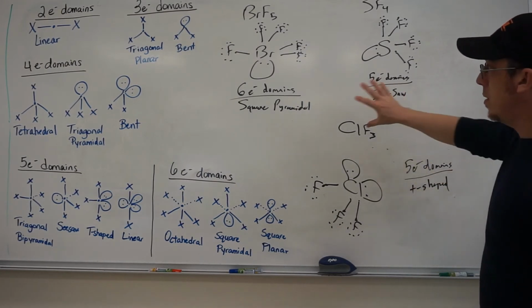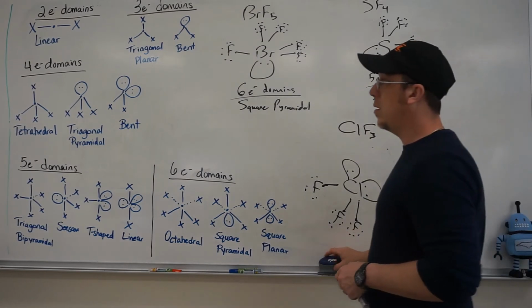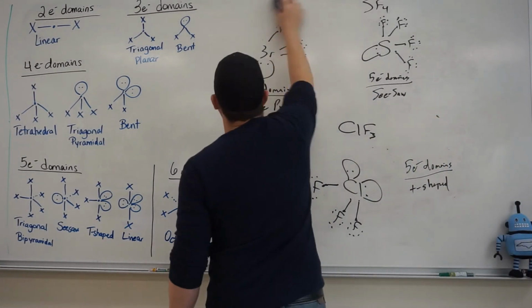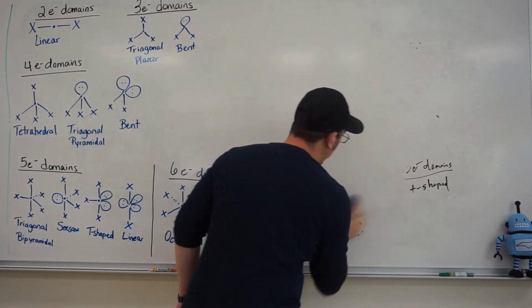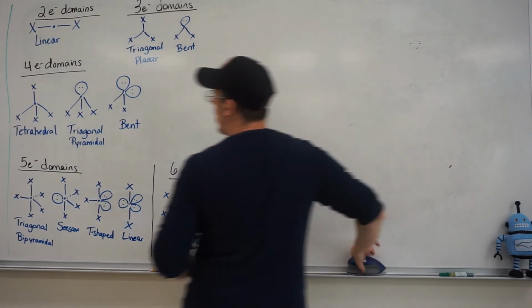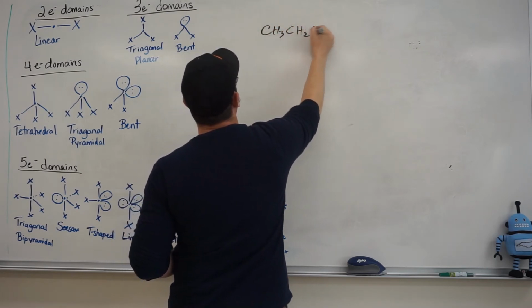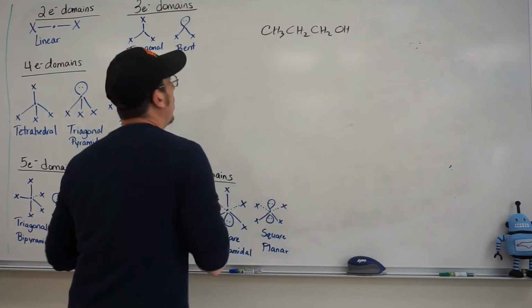So these are 3 examples that have just one central atom. We're going to look at an example where we have multiple centers. And so first thing we're going to do is I'm going to write the formula out, and then we're going to draw the Lewis structure. So this is going to be propanol.